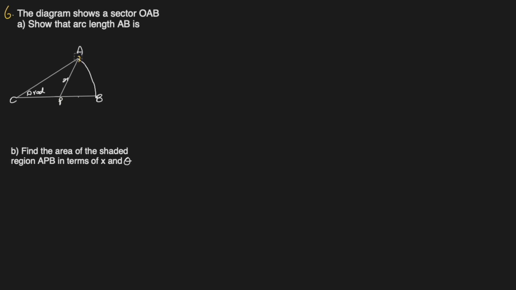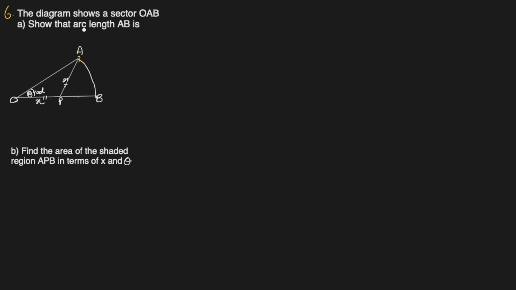Question number 6. The diagram shows a sector OAB. You can see this is not C, this is O. Let me complete this properly. OAB is the sector, and in this sector we have this side as x, this side is also x. That means this is an isosceles triangle. This is theta radians, the angle between this side and this side.